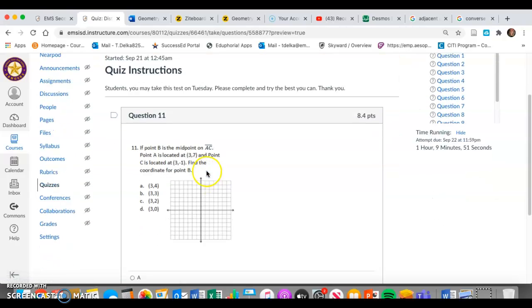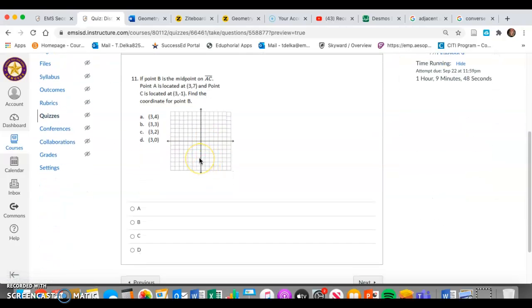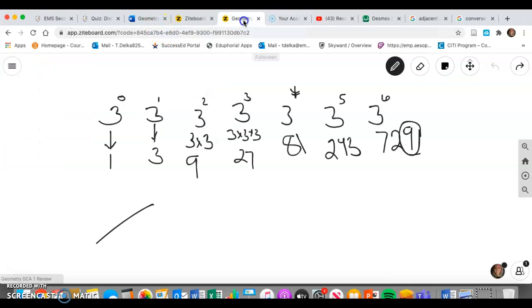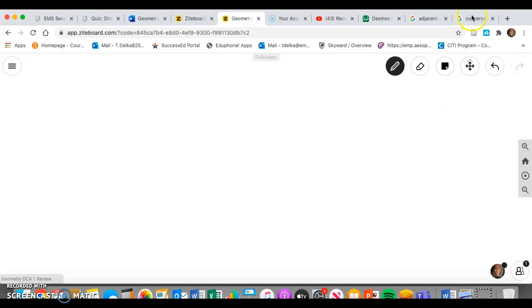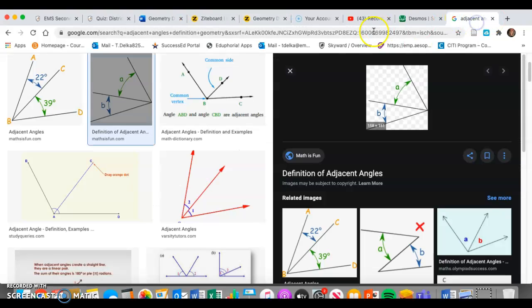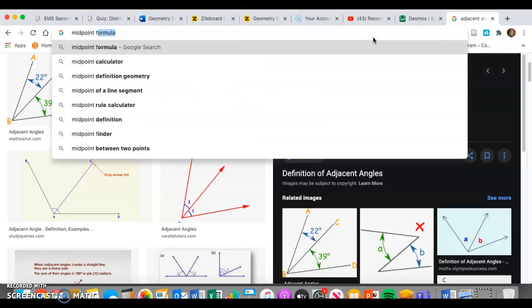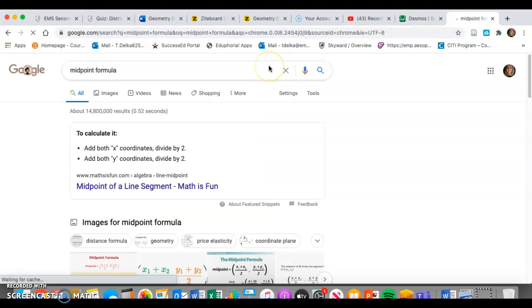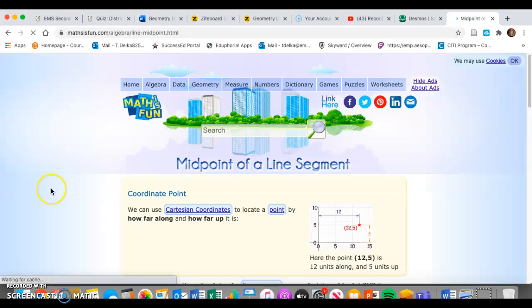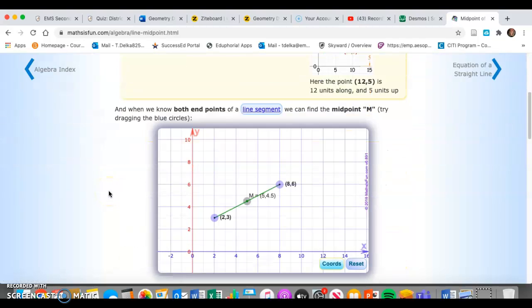Okay. Question 11, we're nearing the end. If point B is the midpoint of AC, point A is located at 3, 7, and point C is located at 3, -1. Find the coordinate for point B. Okay, we need the midpoint formula. Let me clear this off. Let's get that midpoint formula first. We're going to go back to Math is Fun. Again, I just love it so much.